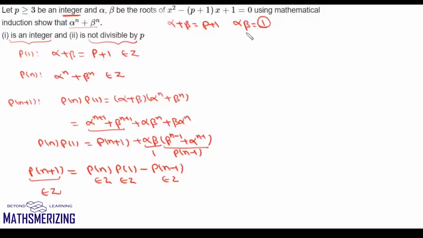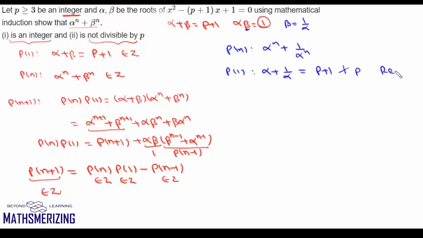Now for the second part, what I'll do is I'll write beta as 1 upon alpha and I'll write Pn as alpha to the power n plus, instead of beta I'll write, 1 upon alpha to the power n. Now P1 simply will be alpha plus 1 upon alpha, which is simply p plus 1, and p plus 1 is not divisible by p. So we'll divide it with p, we'll get the remainder as 1.